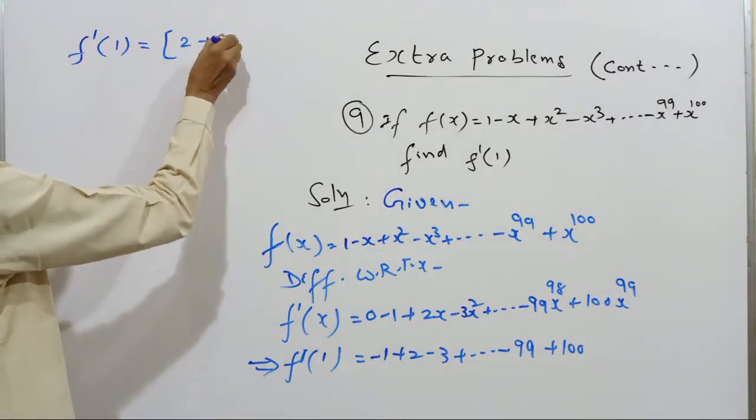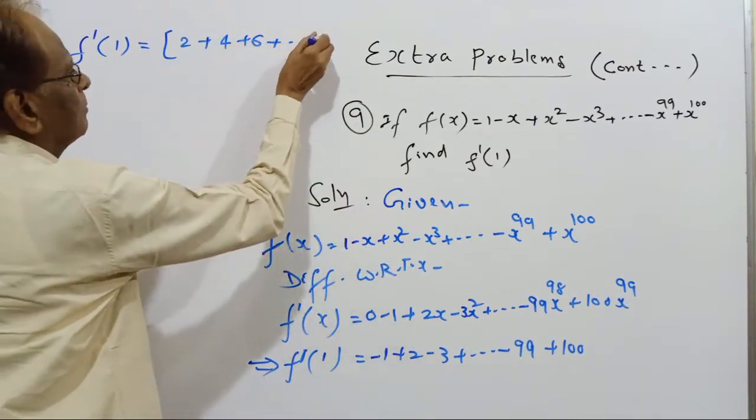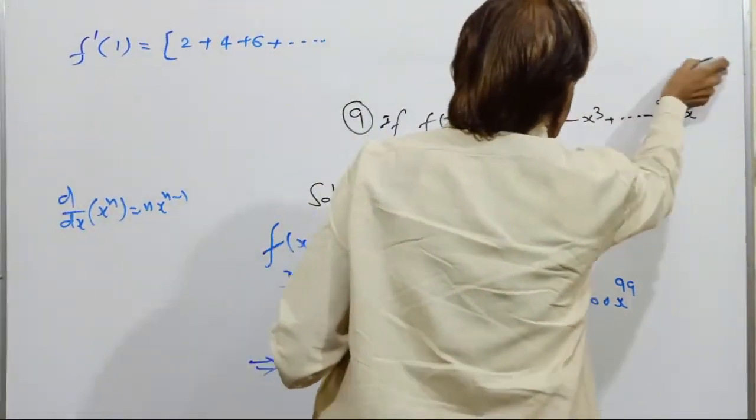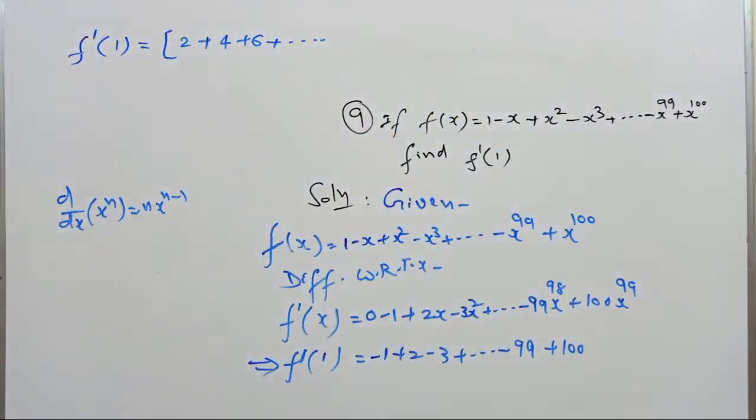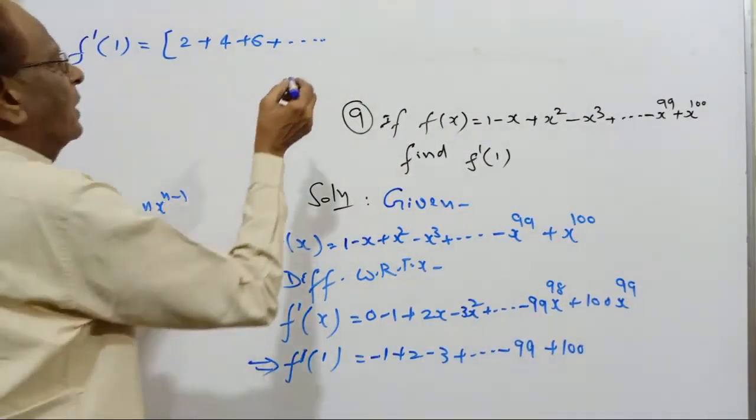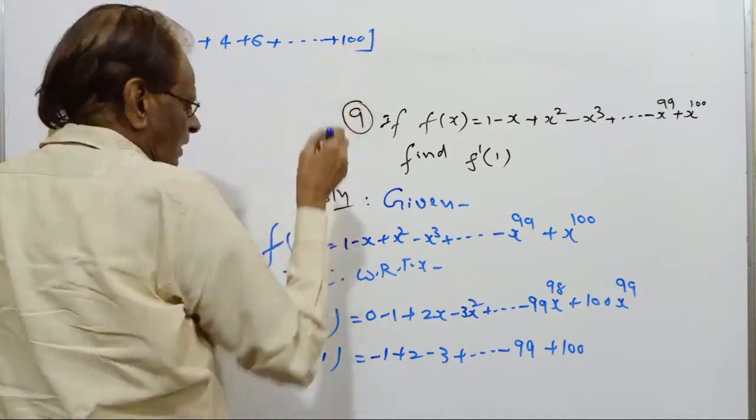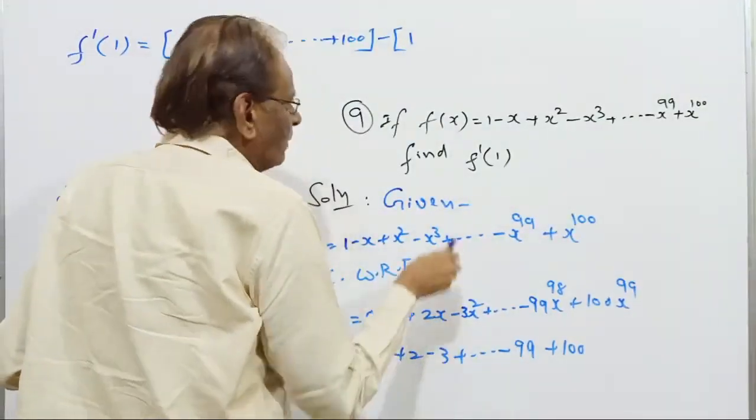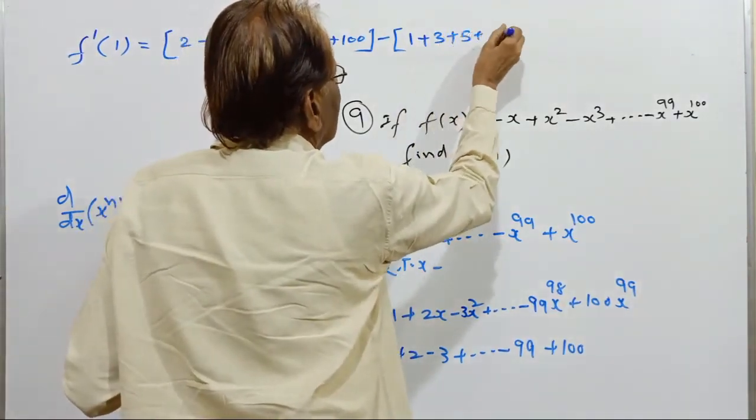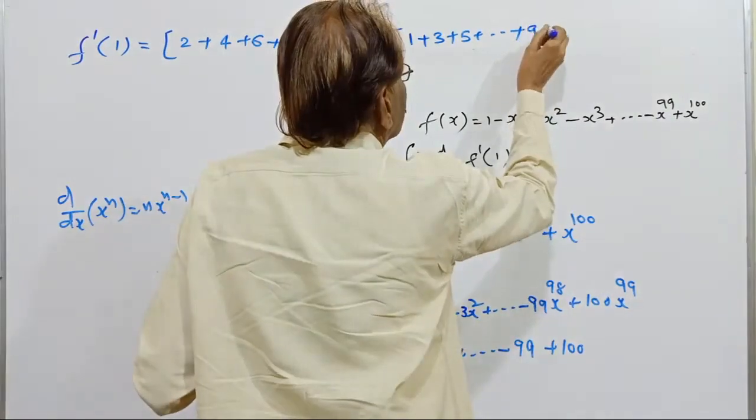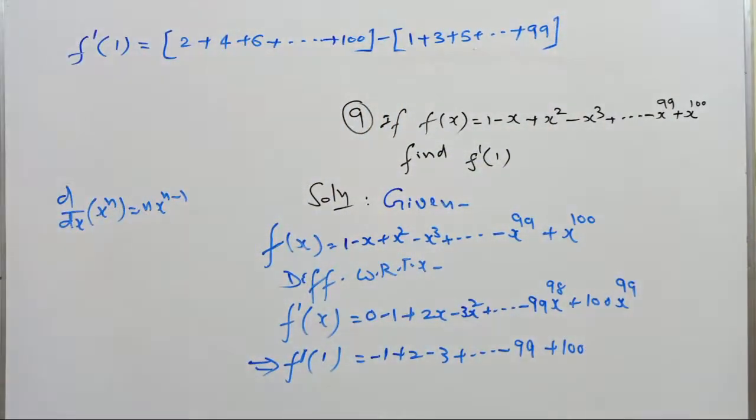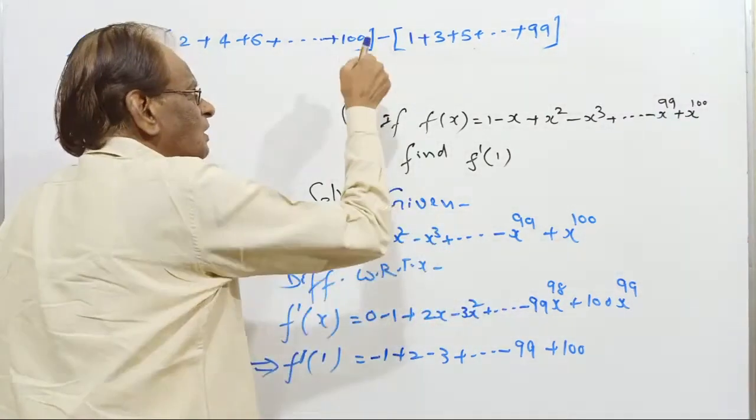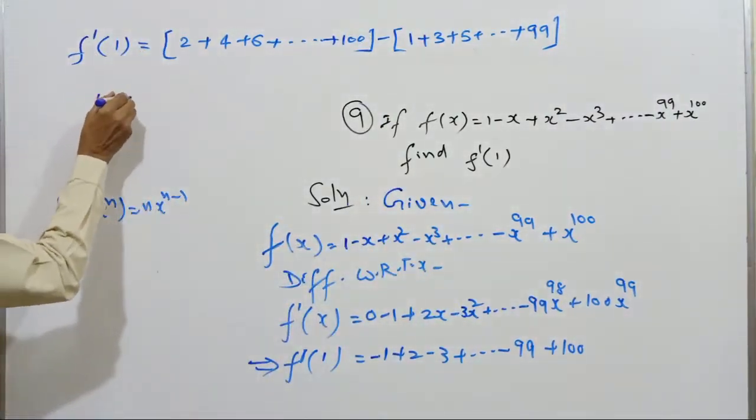Minus 1 plus 2 minus 3 plus 4 dash dash, there are so many numbers, up to plus 100. Now, take negative numbers on one side and positive on the other. Positive terms: 2 plus 4 dash dash plus 100, all even numbers. Negative terms: take minus common, 1 plus 3 plus 5 dash dash plus 99, all odd numbers.